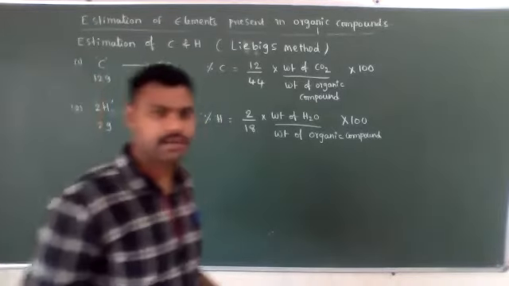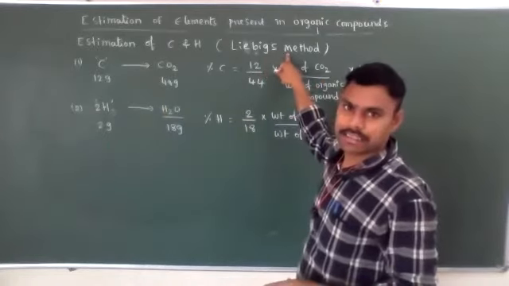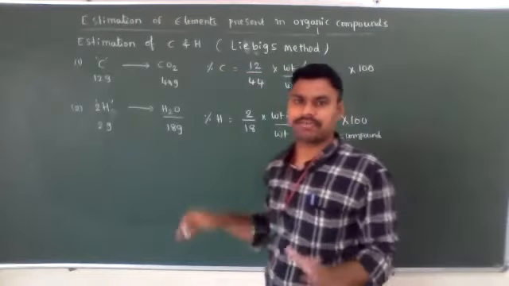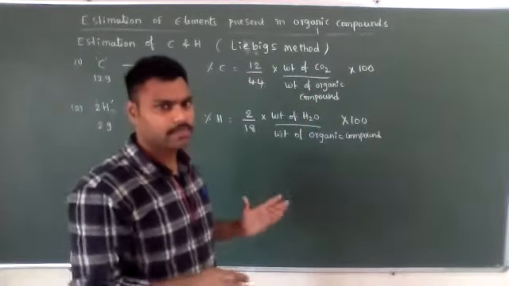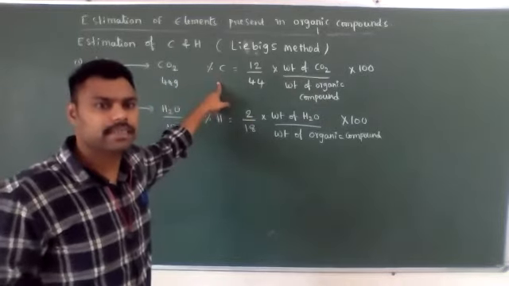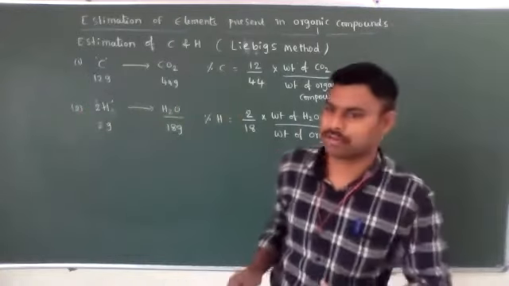This percentage of carbon and percentage of hydrogen are estimated by a method named Liebig's method. Here method names and all are not important. But we must remember how to calculate the percentage of carbon atoms and percentage of hydrogen atoms in the given organic compounds.